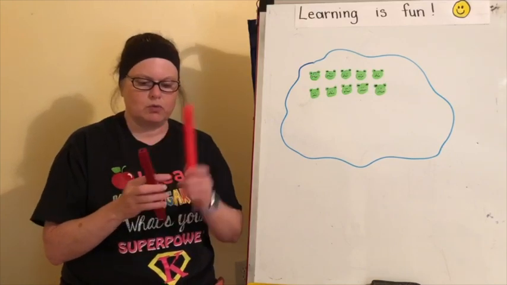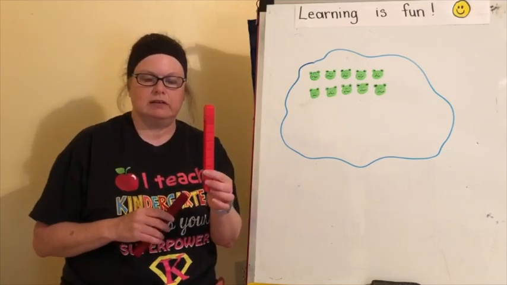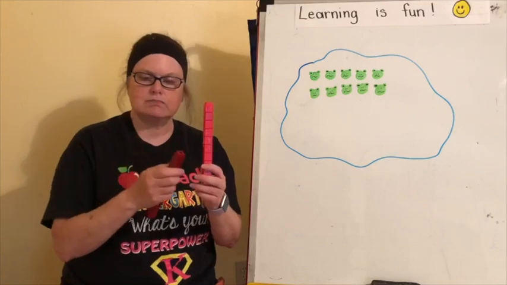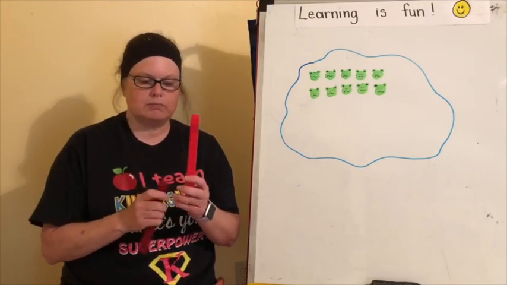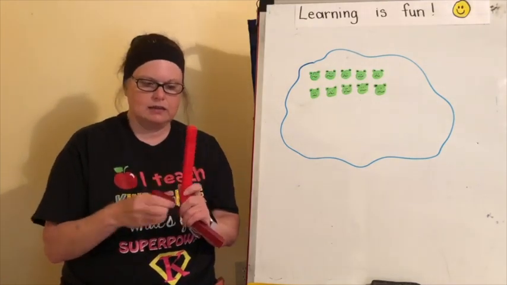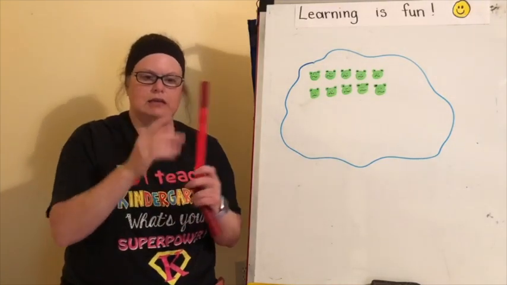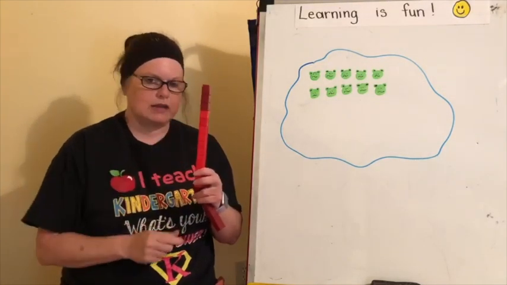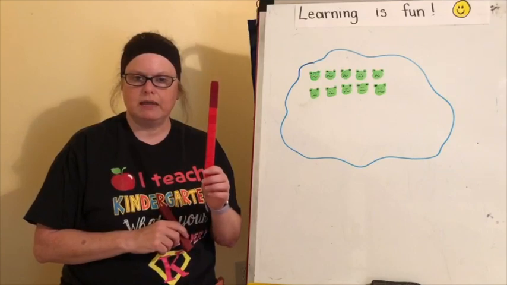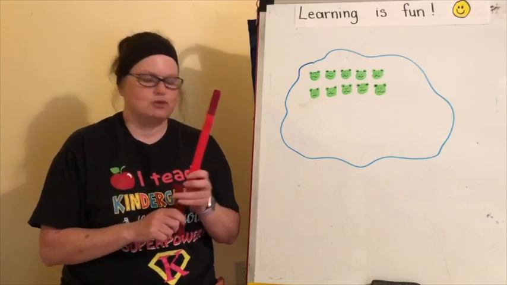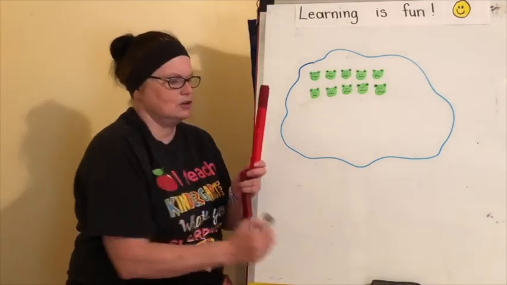So I'm going to start with always using this stick of 10. All right, and then I'm going to add some more on. And let's see the new number we make. So I have 10, 3. 10 and 3. Do you know what number that would be? If you said 13, good for you.